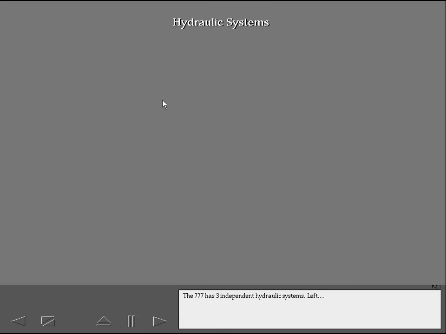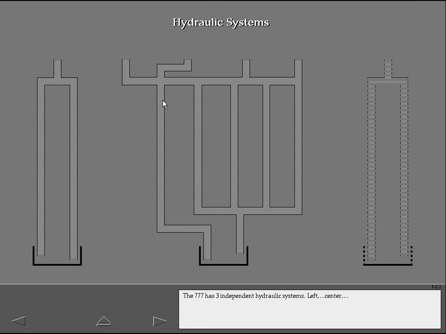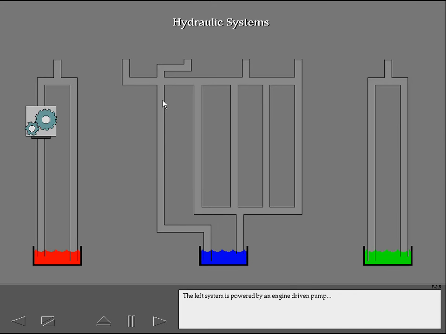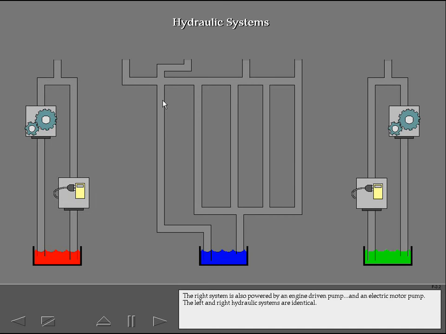The 777 has 3 independent hydraulic systems: left, center, and right. Each system has its own reservoir. The left system is powered by an engine-driven pump and an electric motor pump. The right system is also powered by an engine-driven pump and an electric motor pump. The left and right hydraulic systems are identical.